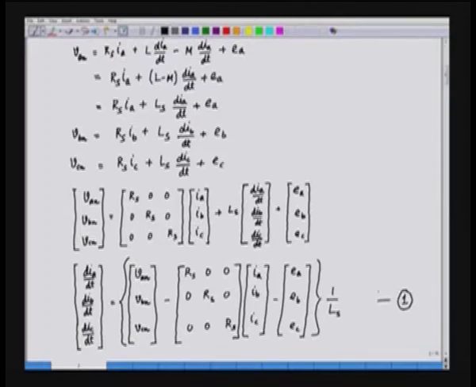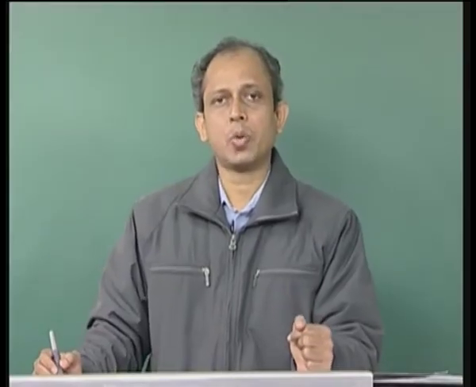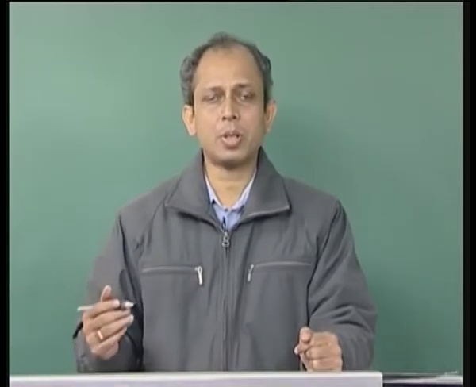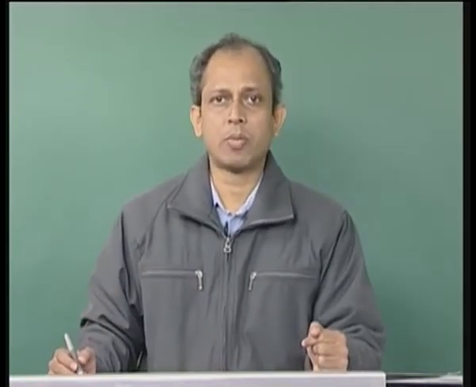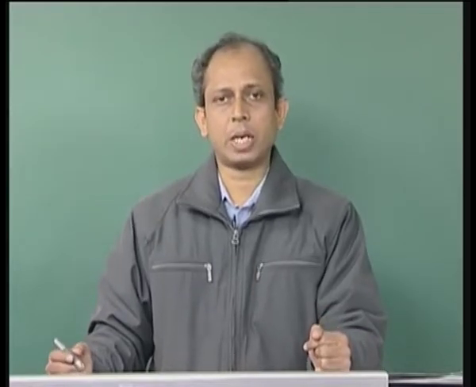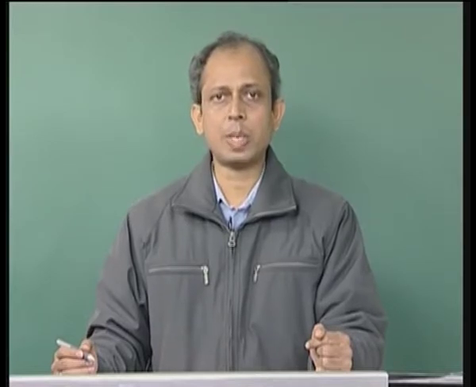So, this equation gives us dIA by dt, dIB by dt and dIC by dt. So, we have 3 simultaneous differential equations which can be solved by any numerical technique. For example, we can use the Runge-Kutta 4th order method to solve these 3 equations and get the values of IA, IB and IC. What about the speed?